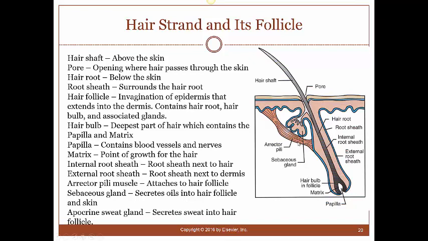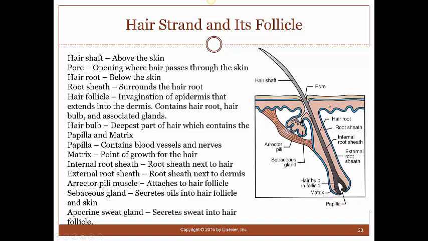The erector pili muscle is the muscle that attaches to the whole hair follicle and can control the angle of the hair. It can also be important for pushing out and releasing the sebaceous glands. The sebaceous gland secretes oil into the hair follicle and then up onto the skin. And then we have the apocrine sweat gland, which secretes sweat into the pore and then, once again, out onto the skin.